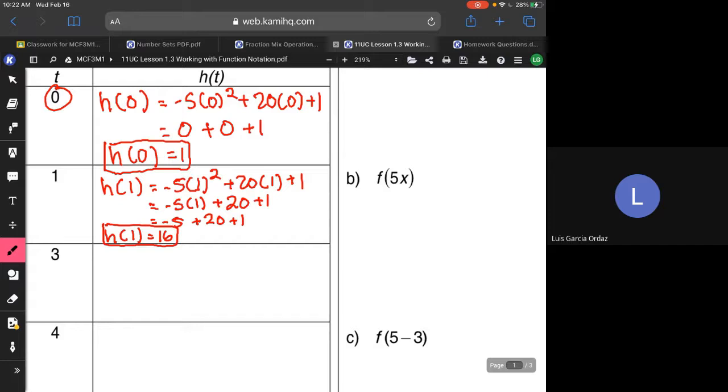So we'll do the t at 3, and then I'll let you guys do t at 4 by yourselves after the lesson is done. So the next one, now we have h of 0, h of 1, and next we need to evaluate for 3. So we're going to have h of 3, which means I sub in 3 for t.